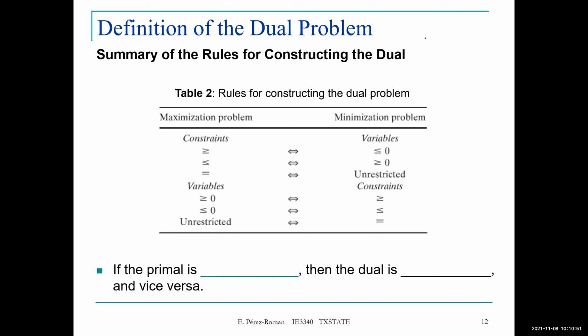If your variables are greater or equal to 0, then your problem is going to have greater or equal to 0 constraints. Your decision variables are less than or equal to 0 for the original problem. And if you have unrestricted decision variables, then your constraints will be equalities, which is what I just showed you in that last example. So if the primal is maximization, then the dual is minimization, and vice versa.